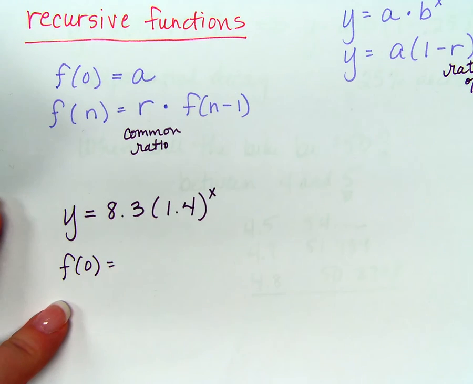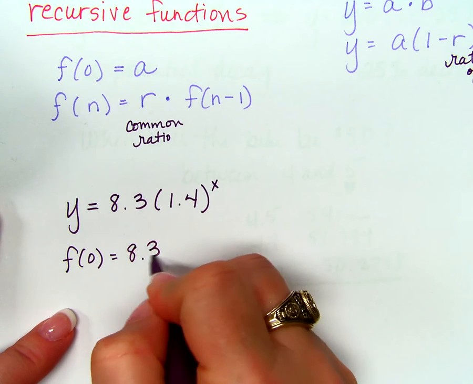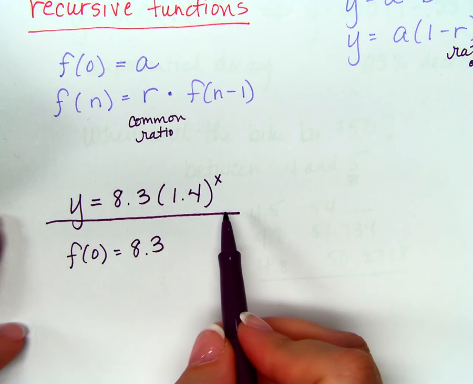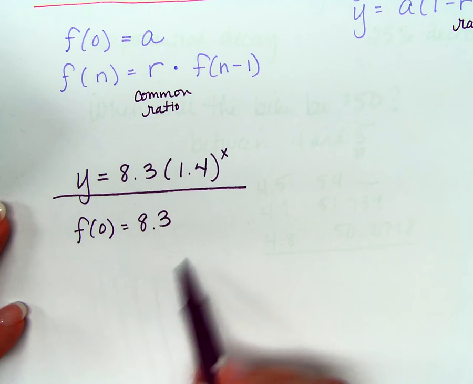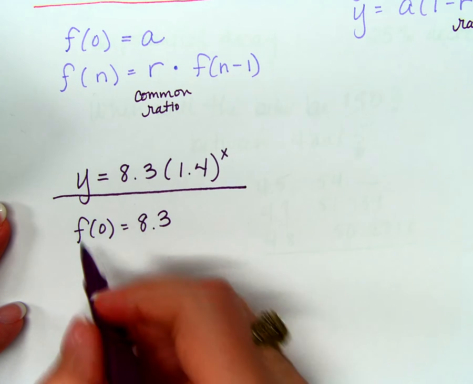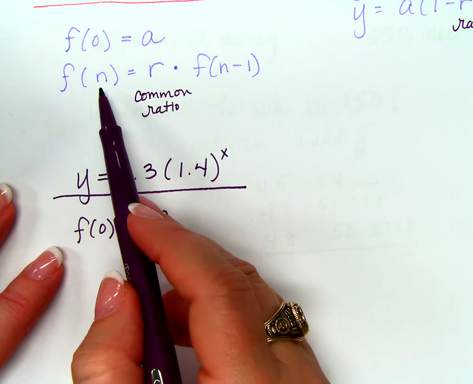So in this particular problem, what is a? 8.3. Okay, let me make sure this is clear. What I'm underlining is the problem, and what I'm writing underneath is the answer. Okay? So if I've written f of 0, what else do I have to write?